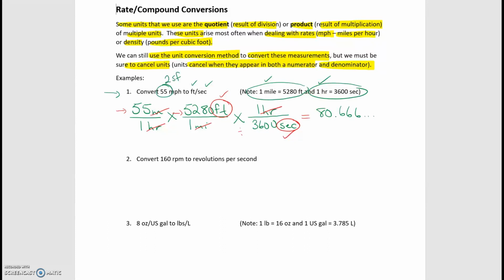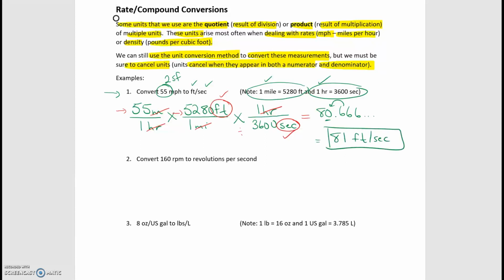So rounding according to the rules of accuracy and precision within conversions requires significant digits. So the two significant digits, I look at the second one. Does the 6 bump the 0? Yes, it does. So final answer, 81 feet per second.